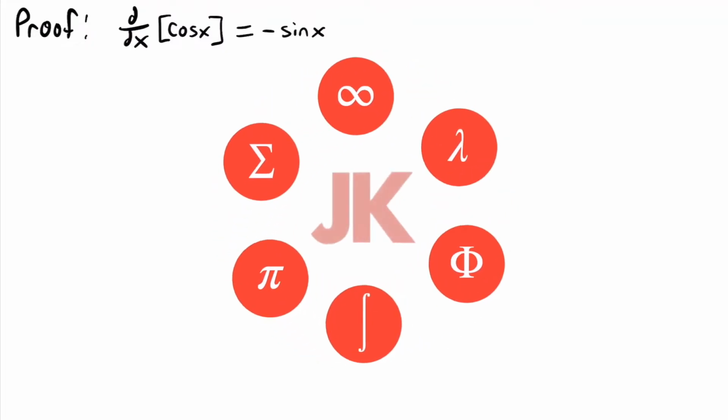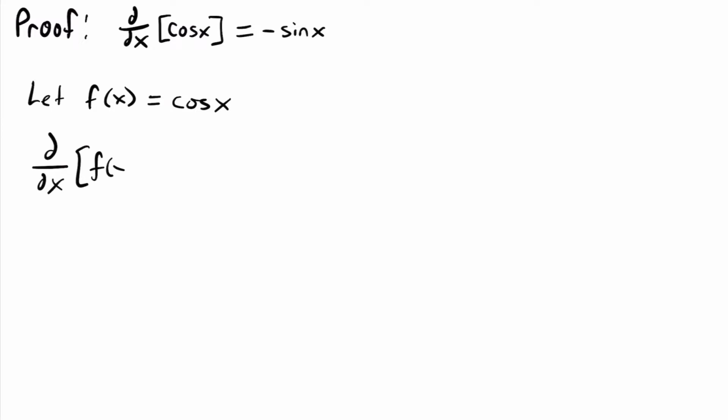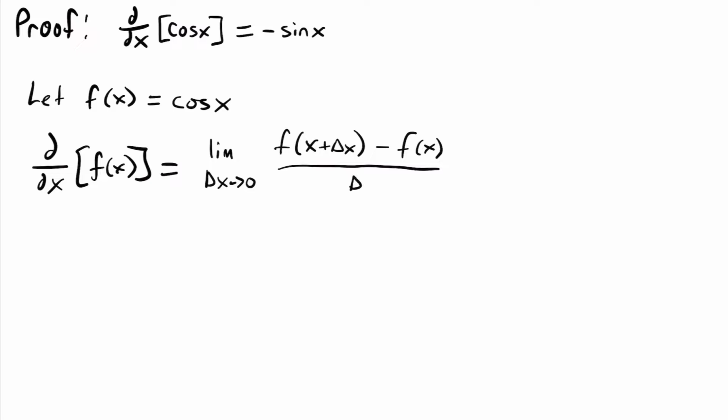So if you want to prove that the derivative of cosine x is equal to negative sine x, you'll first need to remember the limit definition of a derivative. And so if we let f of x equal cosine x, and we take the derivative of f of x, we will have that the derivative d/dx of f of x is equal to the limit as delta x approaches 0 of the function evaluated at x plus delta x minus the function f of x divided by delta x.